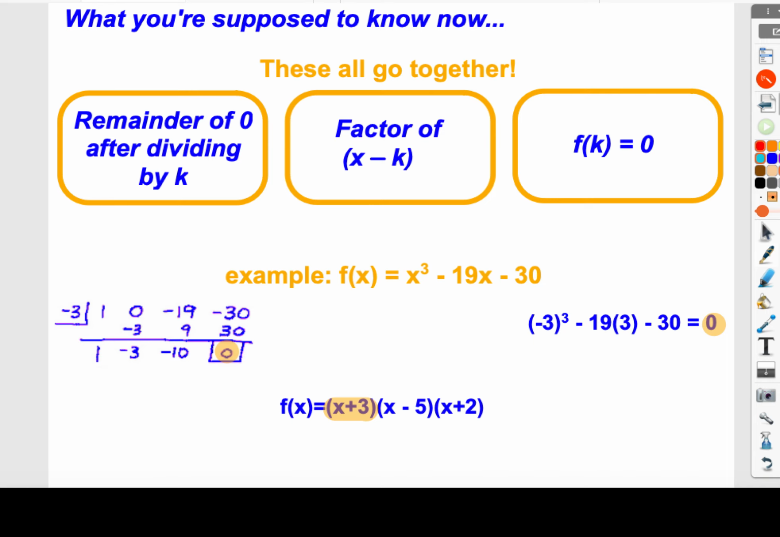So again, synthetic division provides us a way to factor these problems out. Things that we should know walking away from this video: a remainder of 0 after dividing by x minus k means that we have a factor of x minus k. And f of k, plugging k into the function, would need to come out to 0. It would be a 0 of the function. All 3 of those things go together very nicely.